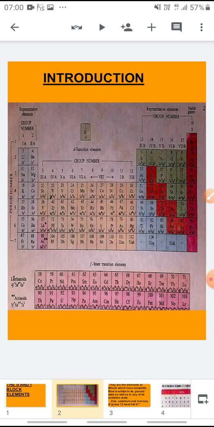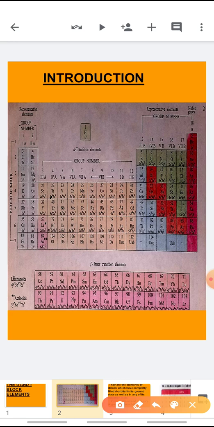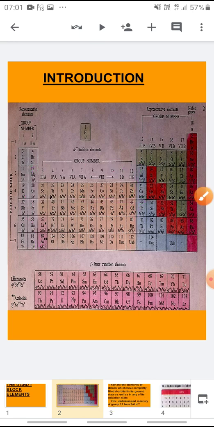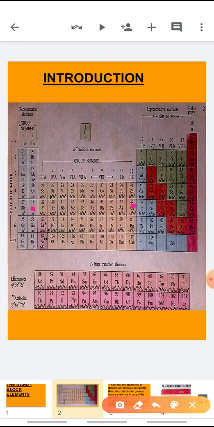D block elements are the elements which are present in group 3rd to group 12th of the periodic table. That means group 3rd, 4th, 5th, 6th, 7th, 8th, 9th, 10th, 11th and 12th. All these elements which are present in these 4 rows, 21 to 30, 39 to 48, 57 to 80 and 89 onwards, are called the D block elements.